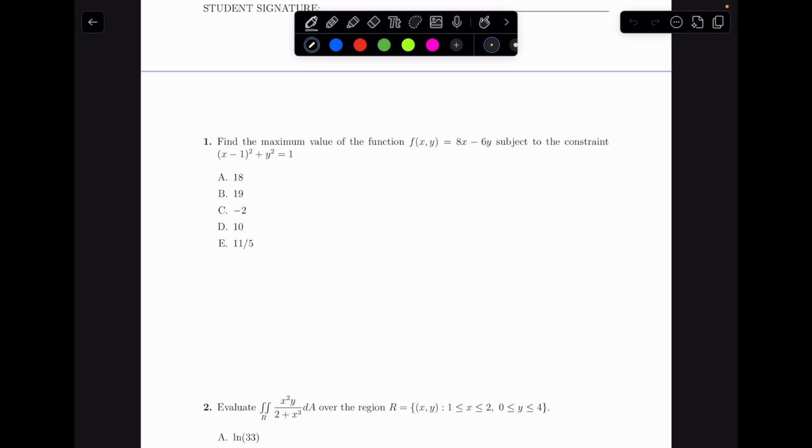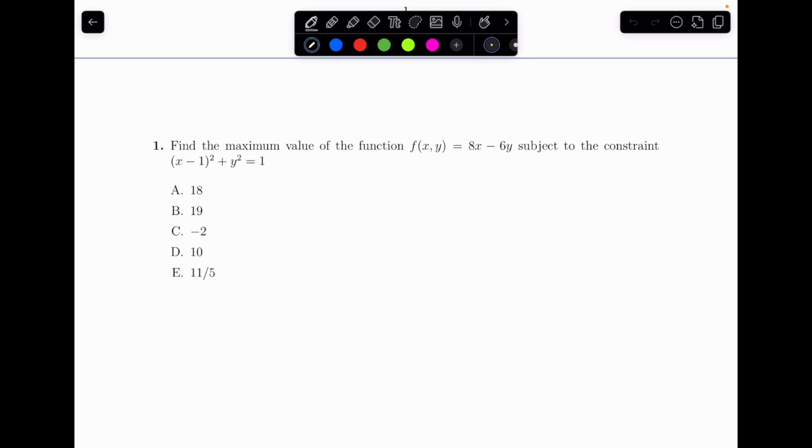Whenever you see a constraint with equals specifically, not just less than or equal to, you're just going to think, oh, Lagrange multipliers. That should just be the dead giveaway. So we're going to set up our equation: the gradient of f equals some lambda times the gradient of g.